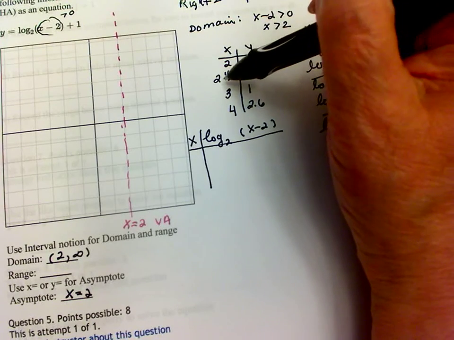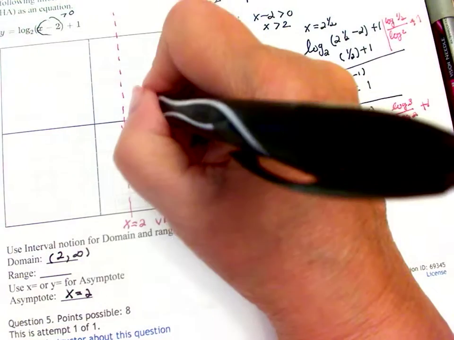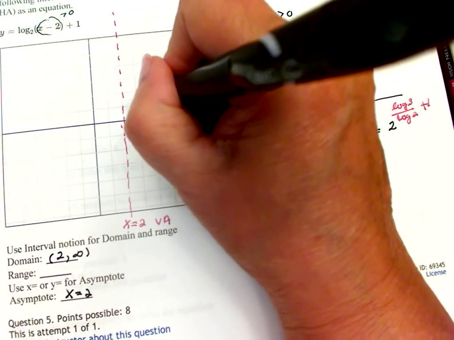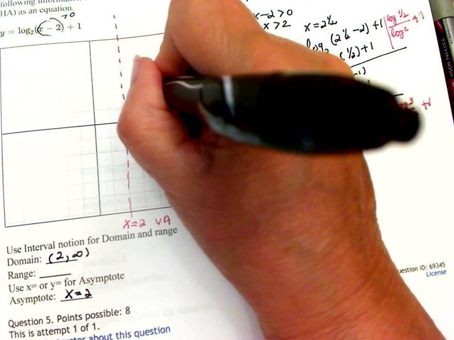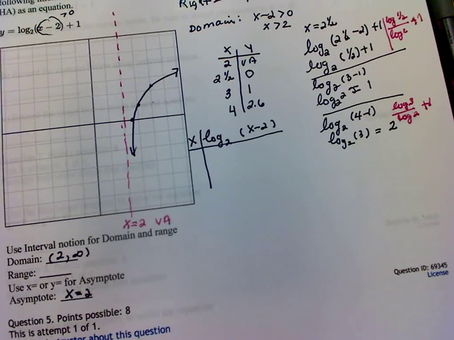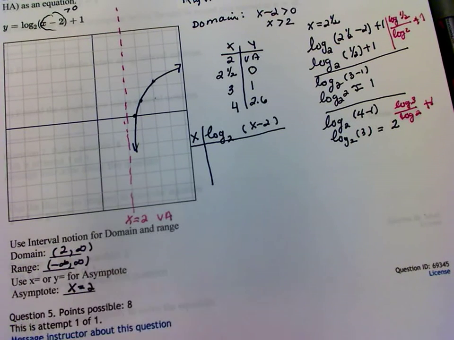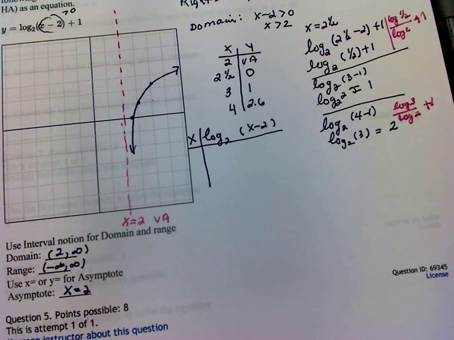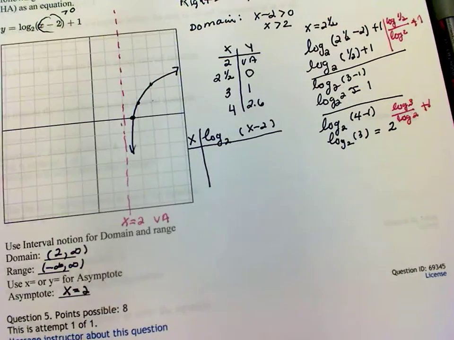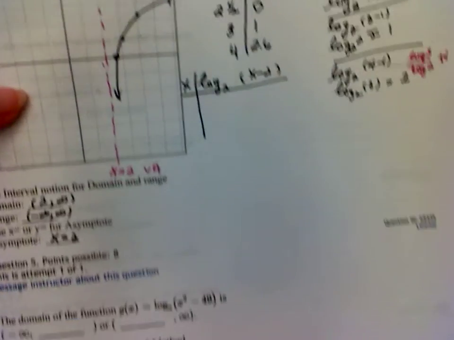So the VA is here, 2 1/2 is 0, 3 is 1, 4 is 2.6, so it's going to come down like this. Which means that the range is all real numbers, so it's minus infinity, infinity. Now on that grapher, you just needed to have 2 coordinate points, and then it automatically placed it in the proper position. So you got it easy.